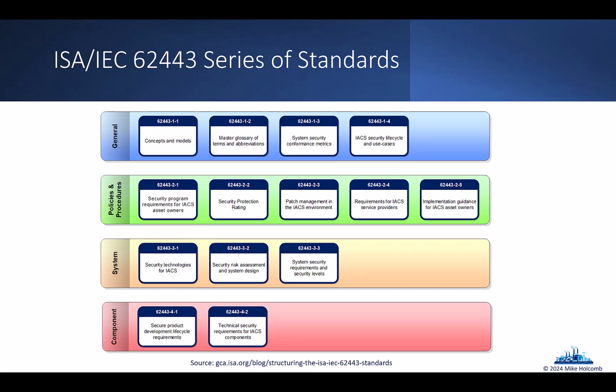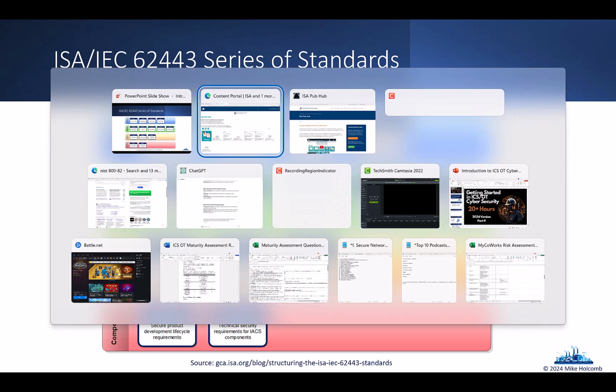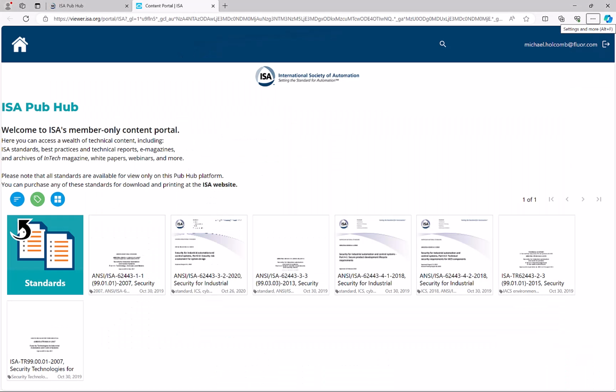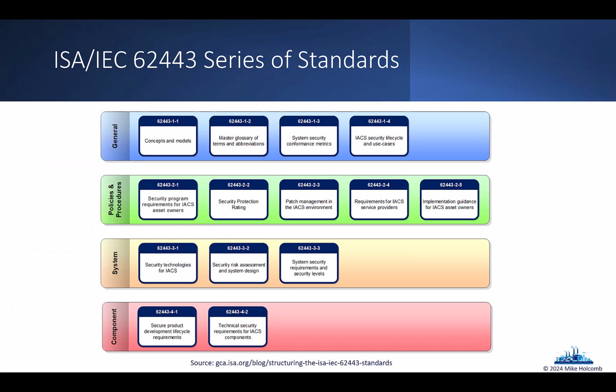So again, you can see at least you get 3-2 and 3-3. Again, the key ones around risk assessment and risk management. And then you can also see 4-1, 4-2, 2-3, and the other document that they have there. So they have 1, 2, 3, 4, 5, 6, 7. So you get roughly half of the standards for, I guess, quote unquote, free if you're an ISA member.